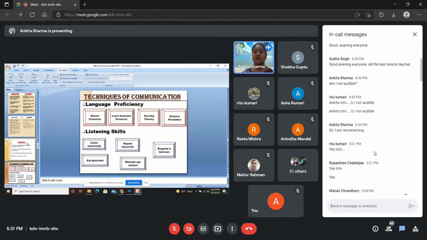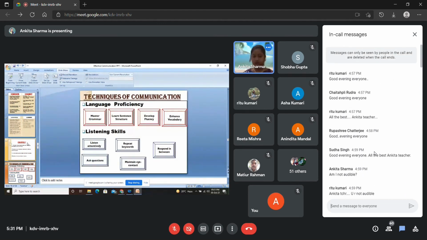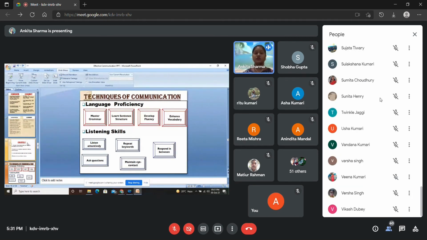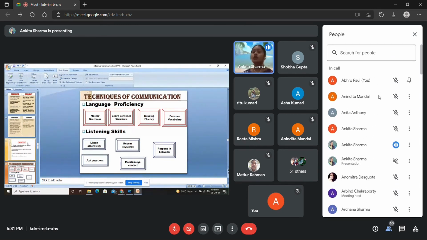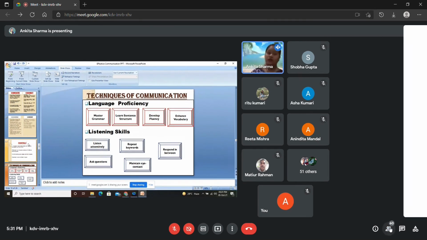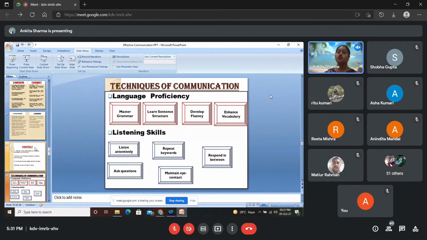Now we will be discussing 10 techniques of communication. Now, the first and most important is language proficiency. It does not matter in what medium, in what language you are communicating, but whichever language you are speaking in should be correct. So you have to be a master in your language. The sentence structure should be correct. You have to develop fluency, and then enhance vocabulary. So these are the four tips on how you can improve your language.